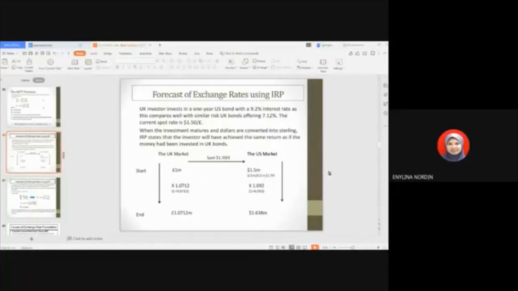By referring to the current spot rate of $1.5 per pound, how much is it in the US market? This 1 million pound investment in the UK market is equivalent to 1.5 million US dollars in the US market. And then the interest rate in the US market is 9.2%. That means the total value of investment in the US market will be 1.638 million in 1 year's time.